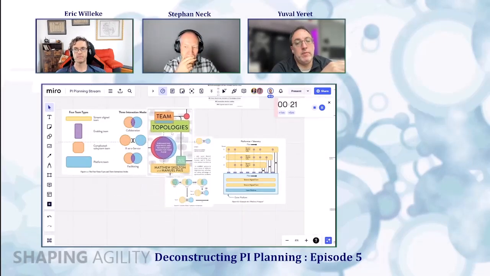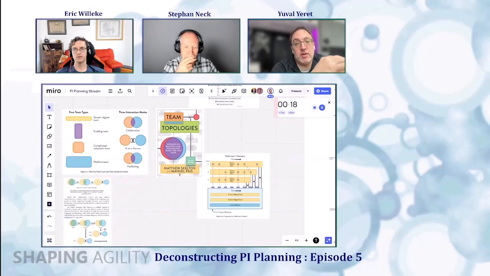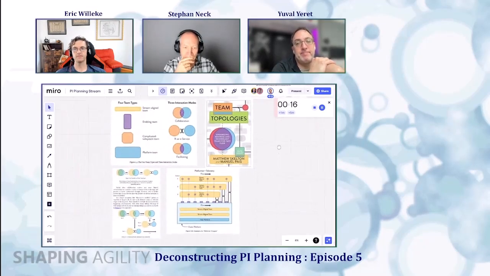Yep. For me, by the way, that's organizing around value, right? It's a big piece of it. It's very intentional. It needs to be intentional to get the right domains in the right place at the right time.